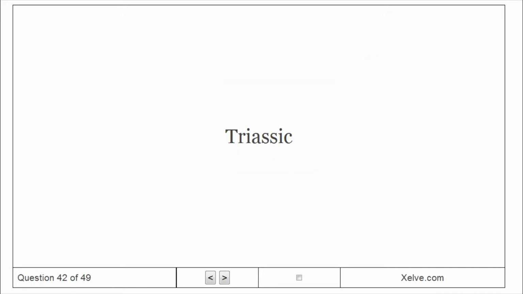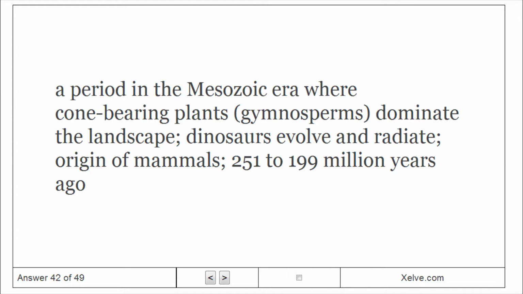Triassic. A period in the Mesozoic era where cone-bearing plants, gymnosperms, dominate the landscape. Dinosaurs evolve and radiate, origin of mammals, 251 to 199 million years ago.